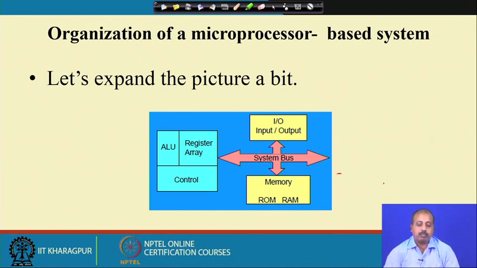The system bus consists of, say, address lines, data lines and control lines coming out of the processor, and they are connected to the memory and IO as required. There are decoders and all that, which are not shown here, but this is the situation at a block level.